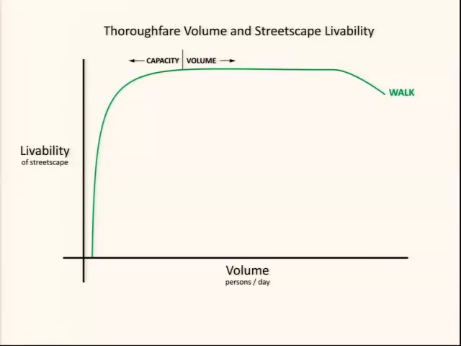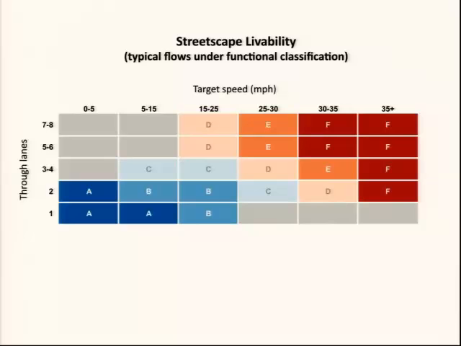So all of these charts are simplistic, right? Other factors are important to streetscape livability, in addition to volume. For instance, traffic speed and the number of lanes have a strong impact. Here's a table that represents those impacts. The livability is rated with a letter grade. A is best and F is worst, and with that boundary between livable and unlivable, somewhere between C and D.